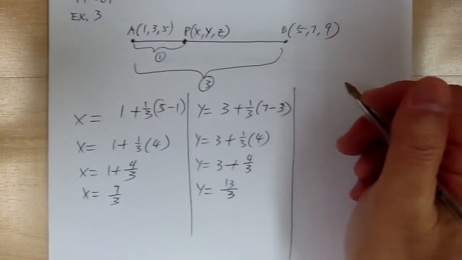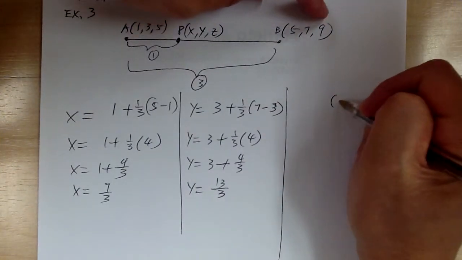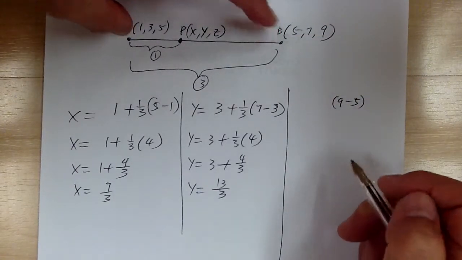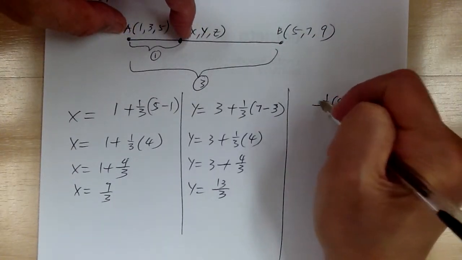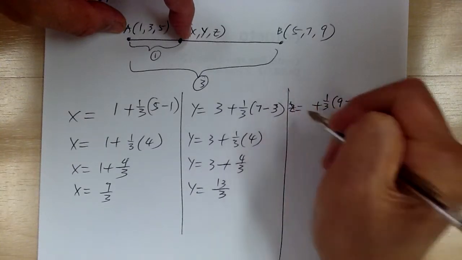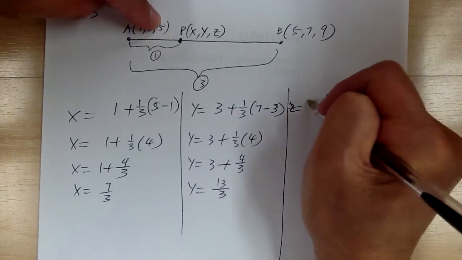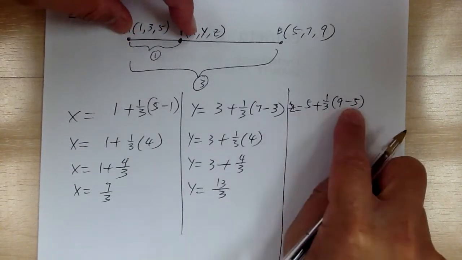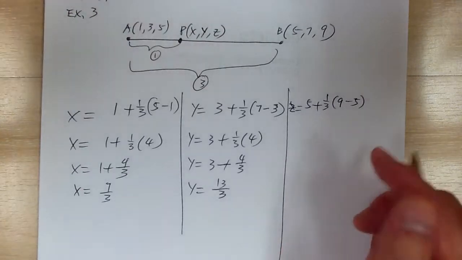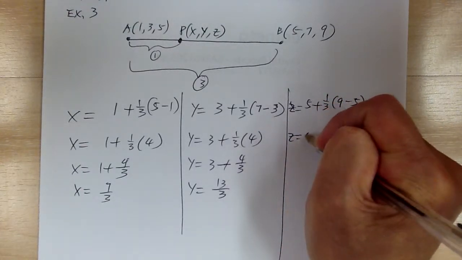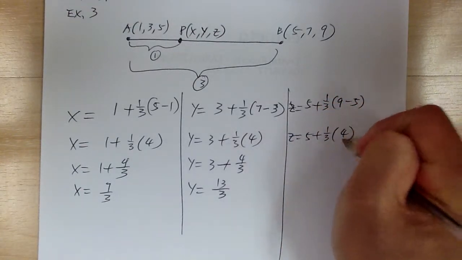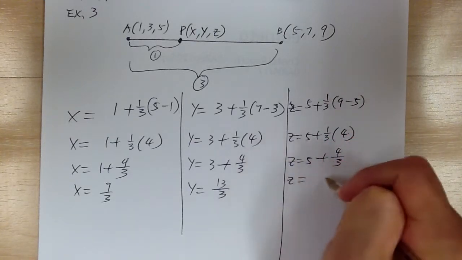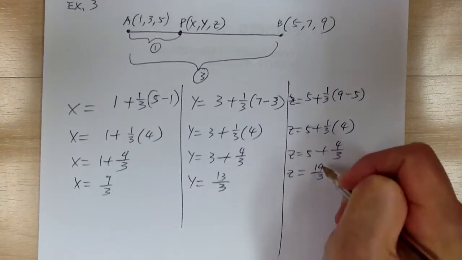Okay, now you do the same thing with z, right? So you get 9 minus 5. So 9 minus 5 gives you this length. You multiply by 1/3. And then you have to add what you start with. You start with 5, right? So you start with 5, and you have to add the length to get to the next coordinate, right? So z equals 5 plus 1/3 times 4. So z equals 5 plus 4/3. So z equals 19/3.